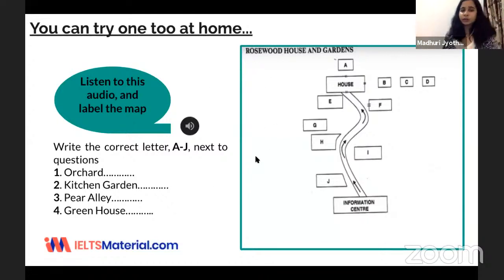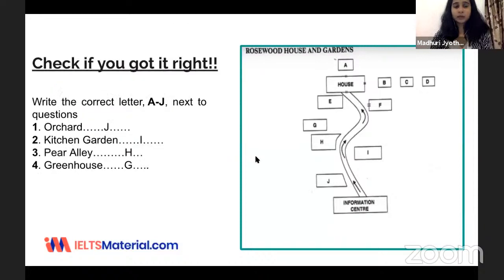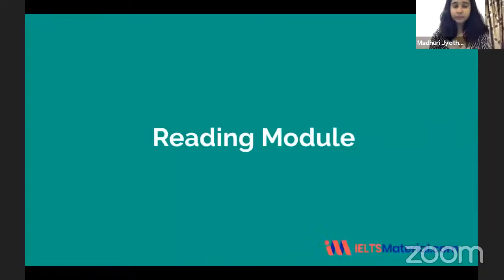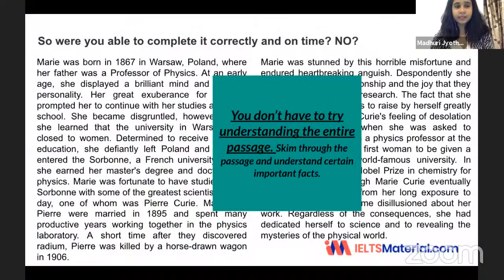Okay. So now we are going to proceed with the reading module. Now I know that reading can seem a little difficult and sometimes a little intimidating, but we have ways to tackle them. That's what we do at IELTS Material. The first rule for reading is that you don't need to read the whole passage to get a good band score in reading.